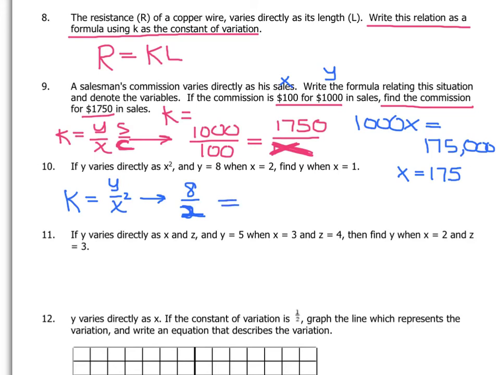So now we have to plug in, and it says when x is equal to 1, we need to find out what y is. So we're going to go to crisscross applesauce. 2y is equal to 8. So y is equal to 4. All right, I want you to try number 11 on your own.